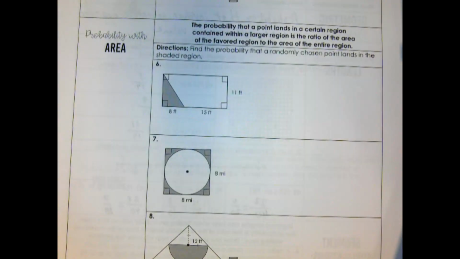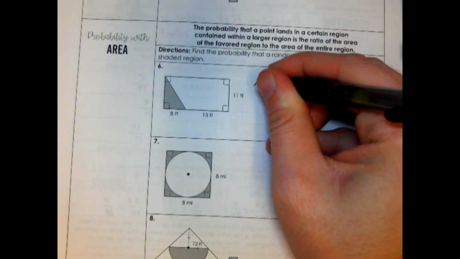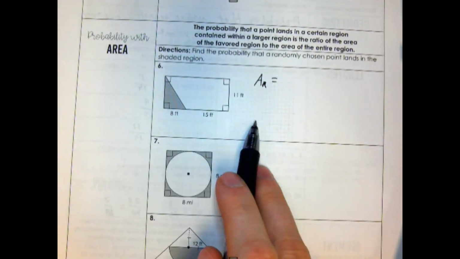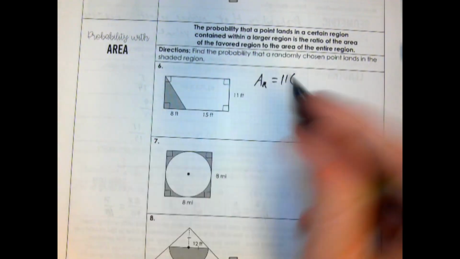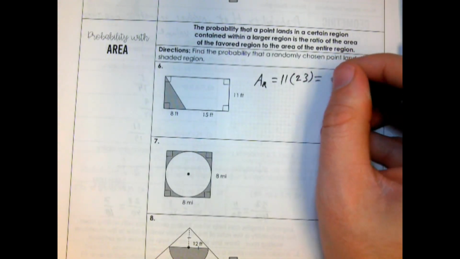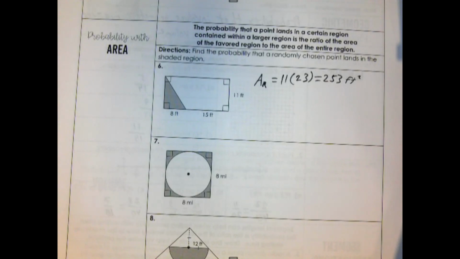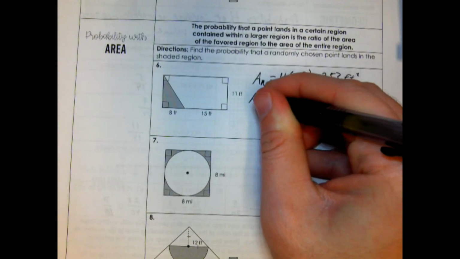So what's the probability that a randomly chosen point would land inside the shaded region in this shape? So first we would need to know the total area of the rectangle. And remember, that would be length times width. Length is 11. The width is 15 plus 8, which is 23. So 11 times 23 is a total area of 253 square feet. Now, our favorable area is inside this triangle, so we need to know the area of the triangle.